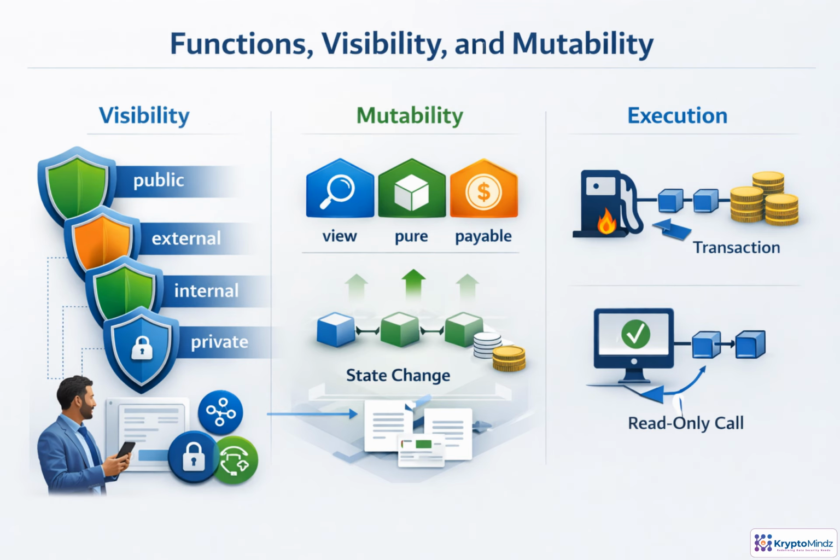Every Solidity function needs two kinds of labels. Visibility answers: who is allowed to call this? Public and external expose behavior outside the contract, while internal and private keep it within the contract's code boundary. Mutability answers: what does this function do to state? View reads state, pure computes without state, and payable can receive ether. If a function changes state, users send a transaction and pay gas. If it only reads, it can often run locally.